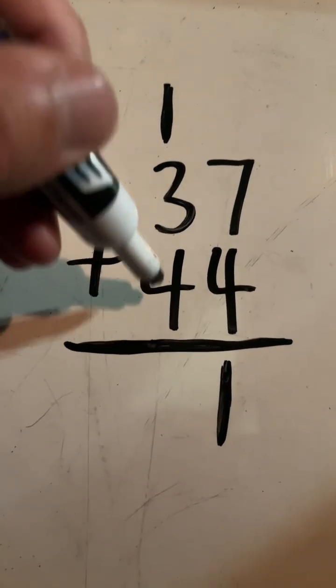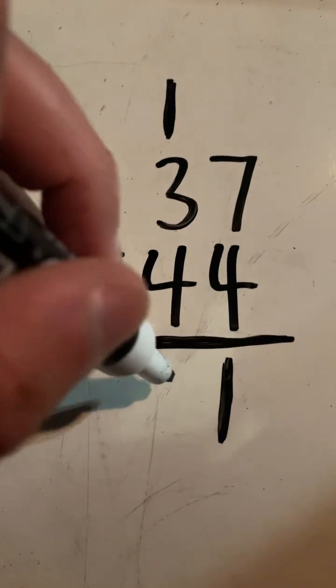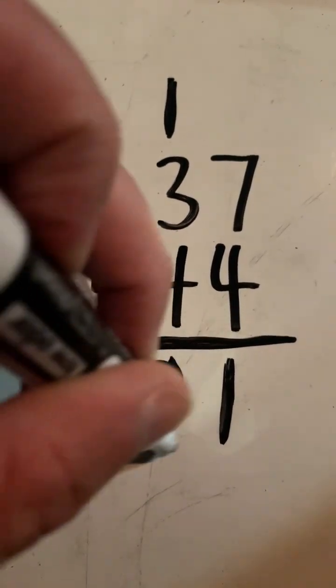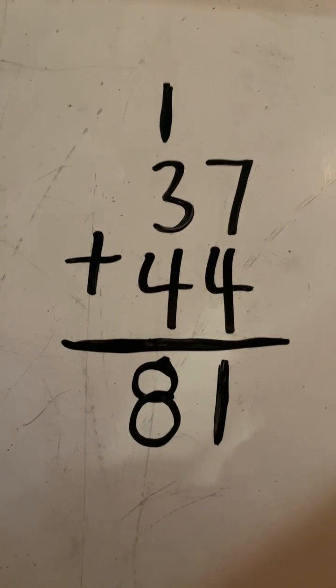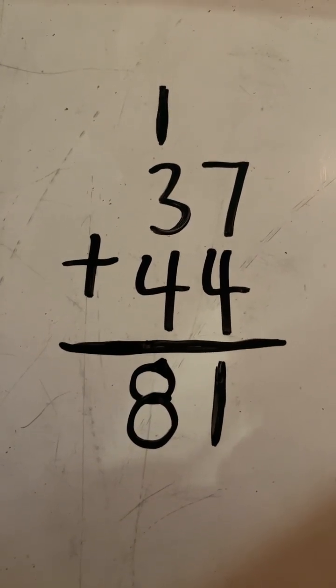3 plus 4 equals 7. We add the 1 that we carried over, it becomes 8. And we have our final answer. 37 plus 44 equals 81.